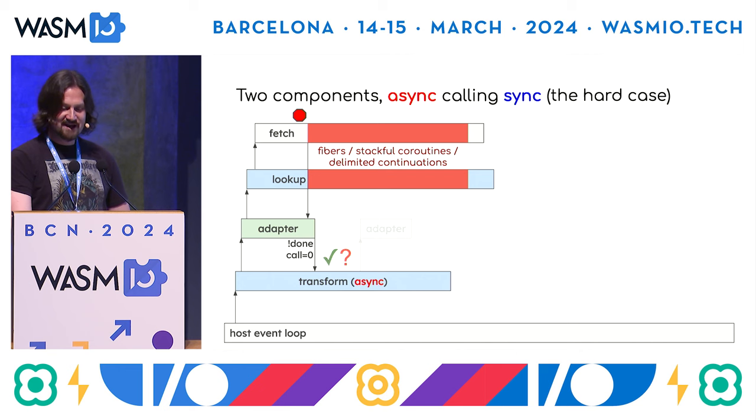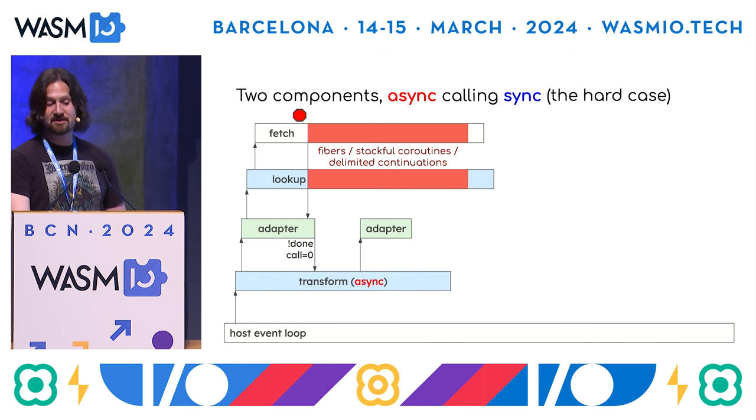Well, not quite. We have to consider what happens if the async caller now tries to re-enter that synchronous and now suspended callee, which it can totally do. Like we saw in the previous example, async callers can re-entrantly call any callee. So it's not wrong for Transform to want to do this, but we have to ask what actually happens.